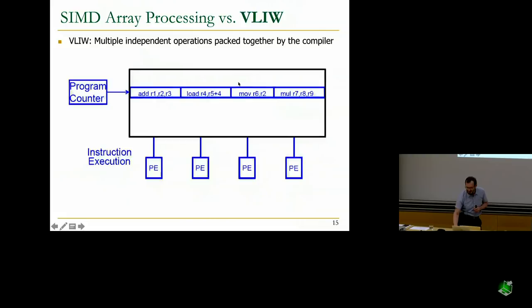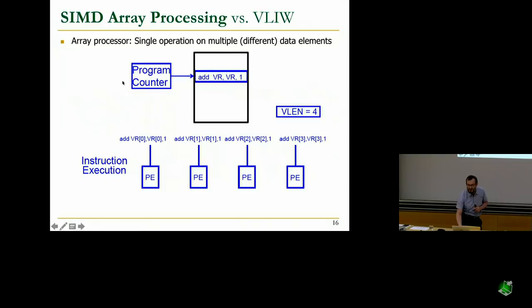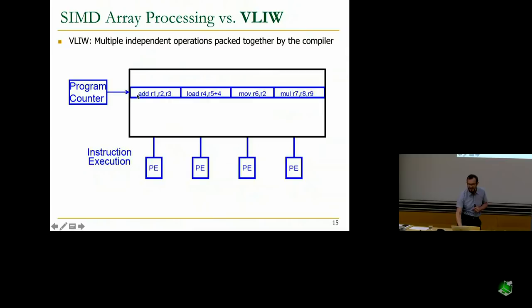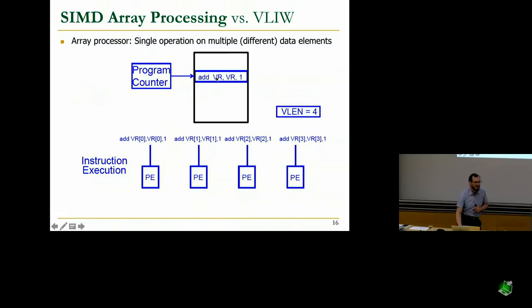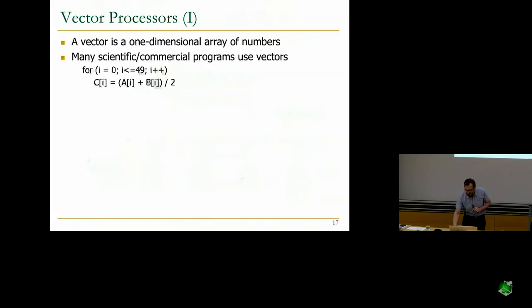Here, you can do independent operations that are completely unrelated. Here, you can exploit parallelism, but the instruction needs to operate on different data elements. Okay? And this is beautiful and simple because the compiler ensures these are independent. This is beautiful and simple because the data is all parallel. And you don't need to ensure independence. If you know that you're operating on different elements, then you don't need to even check whether they are independent, right?